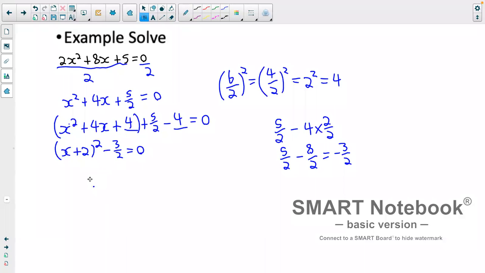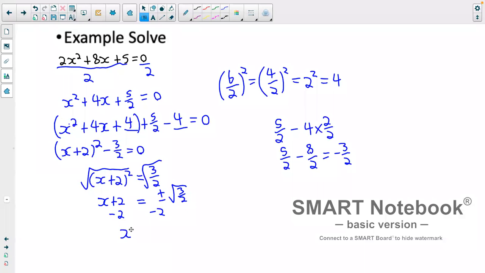Next step, we'll move the 3 over 2 to the other side. So we have x plus 2 squared equals 3 over 2. We'll then take the square root of both sides. So that gives us x plus 2 equals plus or minus root 3 over 2. We'll move the 2 to the other side by subtracting it over. So we have negative 2 plus or minus the root of 3 over 2. Now we can combine this into a single fraction. We just have to do a little bit of work to be able to do so.